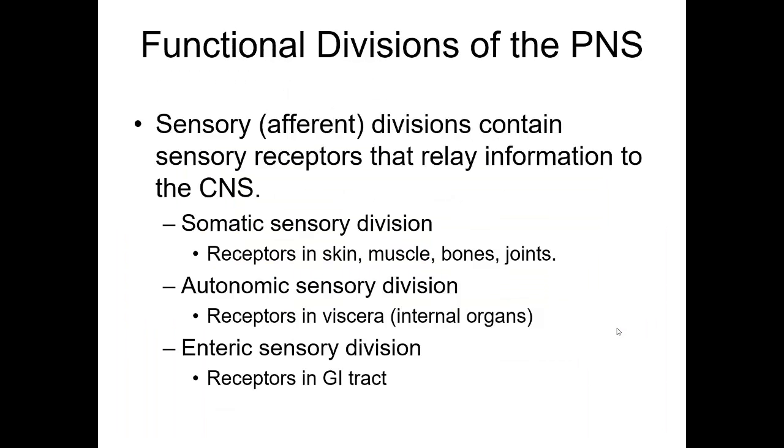So we already talked about this. Just goes over what I just talked about. Somatic receptors in the skin, specifically the skeletal muscles, the bones, and the joints, which are all voluntary. Autonomic goes over all the visceral organs, which are all involuntary. And enteric goes over the GI tract.